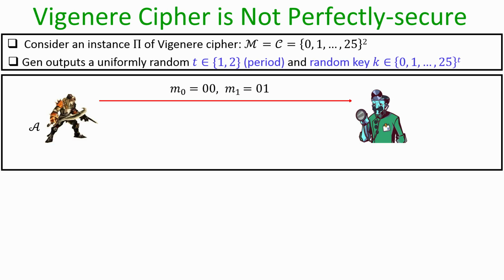So, the instance of the experiment here is as follows. The adversary submits the following pair of messages. It submits a message M0 which consists of the same characters, say 00, and it submits another plaintext M1 which consists of two different plaintext characters.